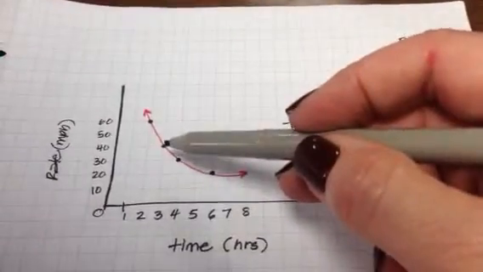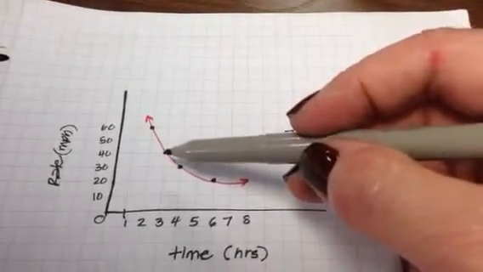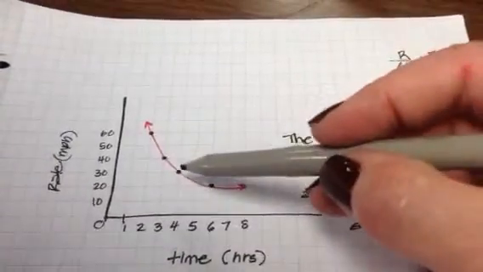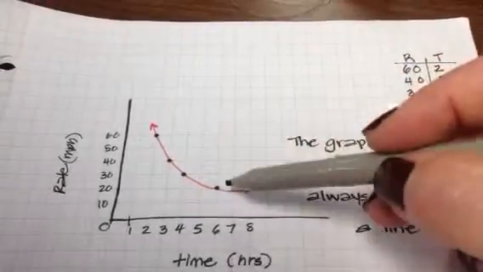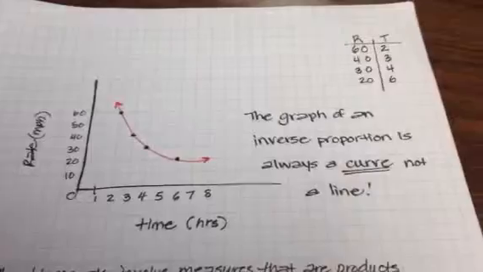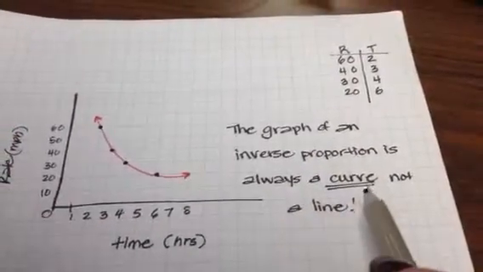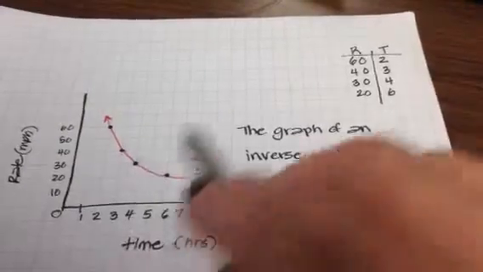Now, when I did graph everything, at 2 hours I was 60, and in 3 hours I could only go 40 miles an hour. 40 miles an hour took 3 hours, 30 miles an hour took 4 hours, 20 miles an hour took 6 hours. And look, it's always a curve. An inverse proportion is always a curve, never a line.